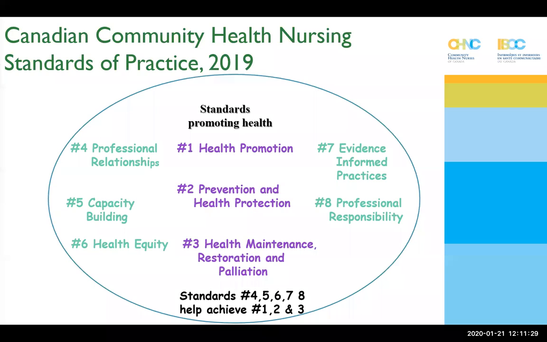The first 3, the health promotion, prevention and health protection, health maintenance, restoration, and palliation. These are what nurses do. The other pieces that surround the standards are how we achieve that. So we achieve that by creating health equity with our clients, building capacity for our clients and families in their communities, professional relationships, evidence-informed practice, using that to inform our decision-making and work with our clients, and professional responsibility and accountability.